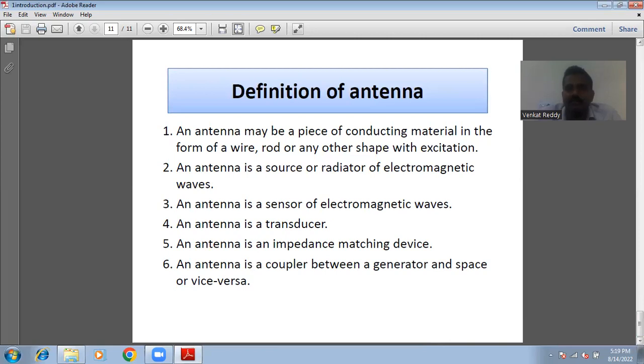In the next class, I will introduce retarded vector potential, and we will develop the expression for power radiated from a small dipole, which is called the Hertzian dipole. With this, I'm closing today's session. Thank you.